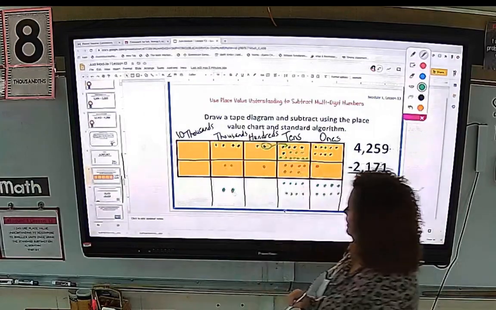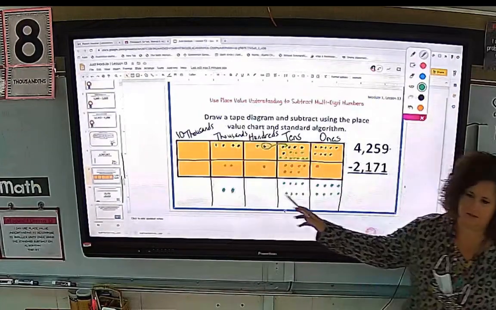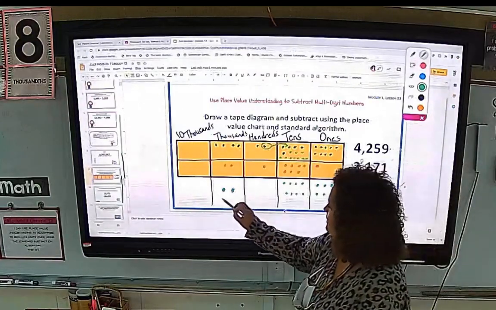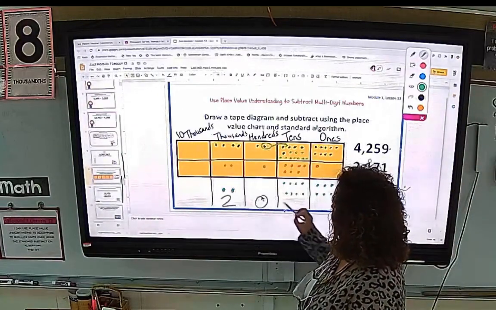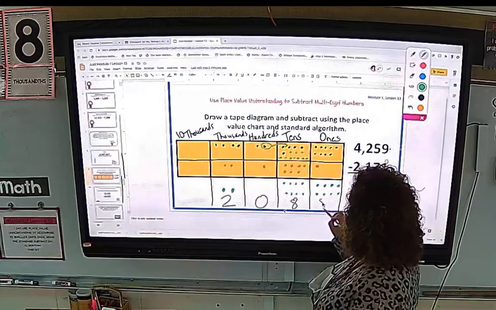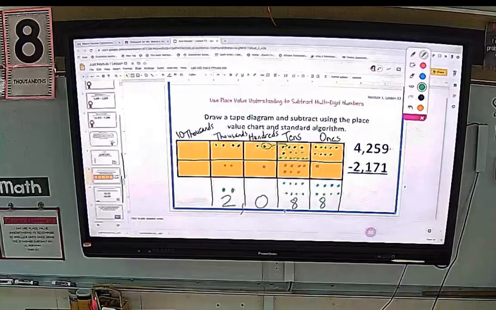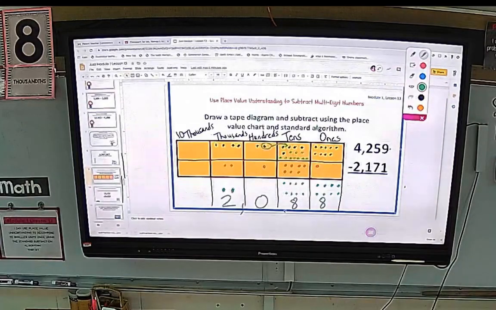There we go. Now we're just going to change these dots down here, or discs, to digits. This becomes a 2, a 0, an 8, and an 8. Okay? Now, let's go ahead and do the problem.